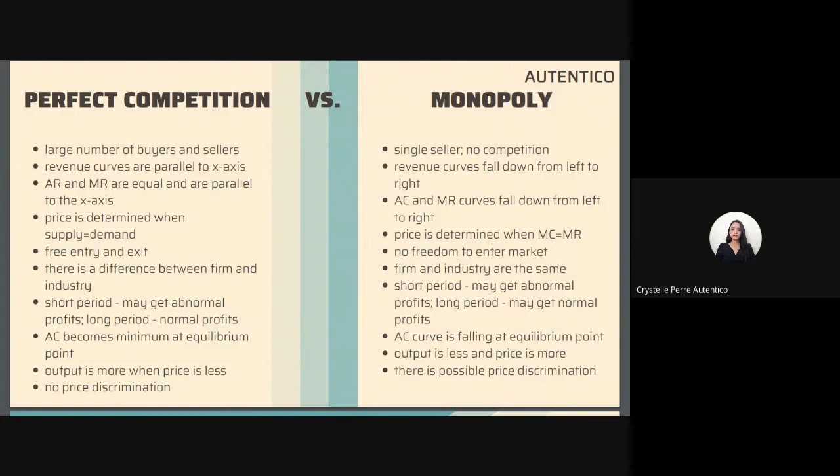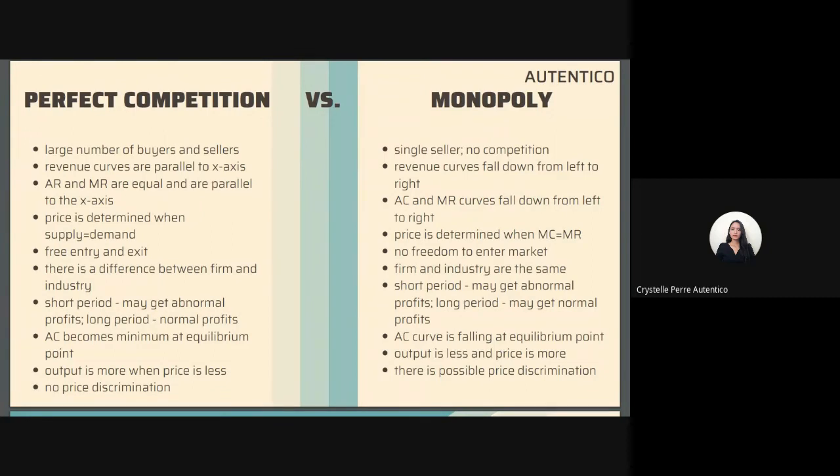Fifth, under perfect competition, there is free entry and exit. Companies may enter especially when the industry that they are into is obtaining maximum profits and may exit when it is receiving low profits. However, in monopoly, there is no freedom to enter the market. This is basically an essential power that firms have. They have the ability to keep competitors out of the market.